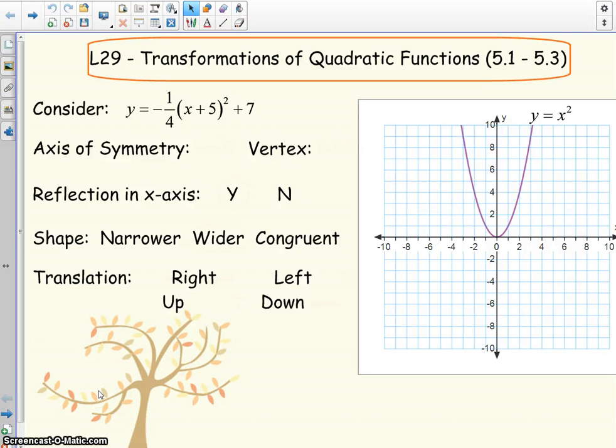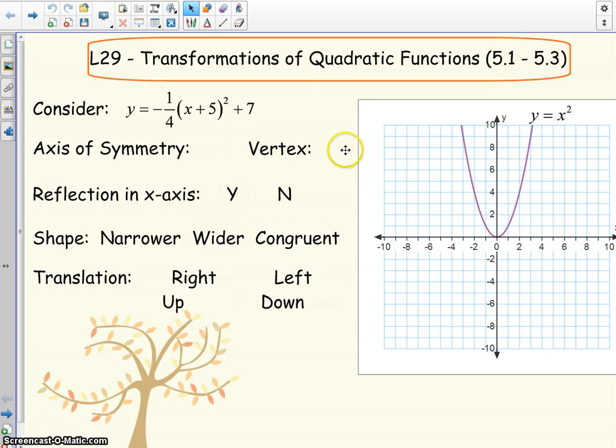Okay, so hopefully you've now gone through that entire investigation using Desmos and graphing a whole bunch of equations, looking at how different parts of the equation affected how your graph looked. So what you did is you looked at a whole bunch of equations and compared them to the basic parabola y equals x squared, like the one we have here on the right, and saw what the new graph looked like by comparison.